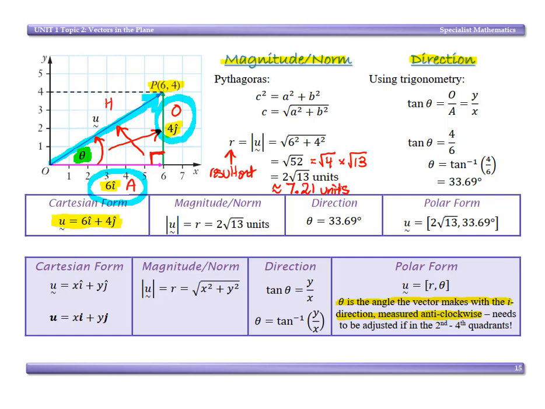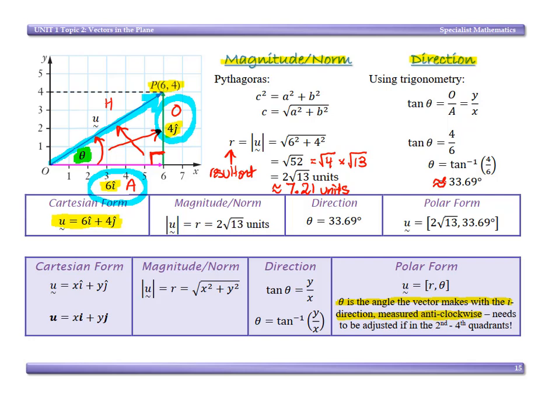Now direction, tan theta is opposite over adjacent, or y over x. So tan theta is going to be 4 over 6, and our theta is inverse tan of 4 over 6. Going to our calculators, that is approximately, I should have an approximate symbol there, 33.69 degrees.